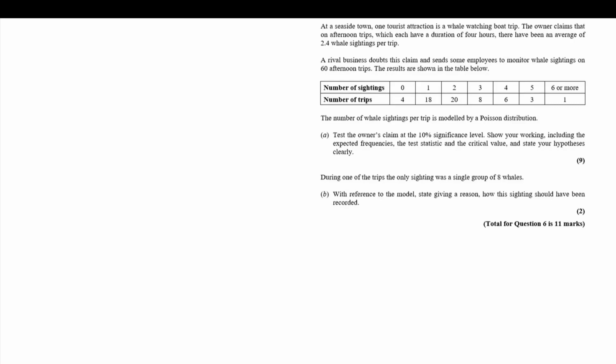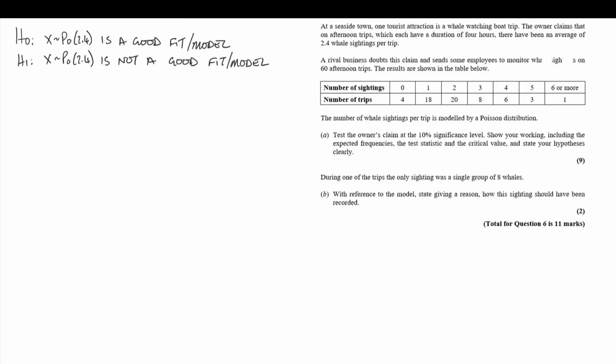As always, we'll start by defining the hypotheses. The null hypothesis is that the owner is correct and that X follows a Poisson distribution of 2.4, which is a good model to use to describe the number of sightings. The alternative hypothesis is that this distribution is not a good fit or a good model. Because the question gave us the parameter 2.4, we have to use 2.4. Omitting 2.4 from these hypotheses will mean we don't get any marks for them. Carrying on, we're doing a 10% level of significance, so I can say that alpha equals 0.1.